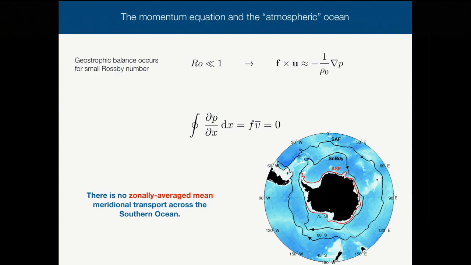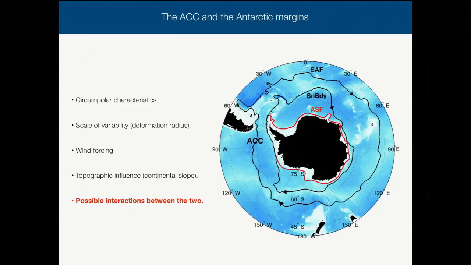As we move to the Antarctic margins, we can see that there are some similarities here in terms of the Antarctic slope front. It is a near circumpolar current, but there are some differences as well. And so if we look at what's similar and what's different here, the Antarctic slope front is a near circumpolar current, although it's much, much more strongly influenced by bathymetry. So the fact that this sits at the shelf break and over the continental slope will very strongly constrain the different types of turbulent characteristics you have.